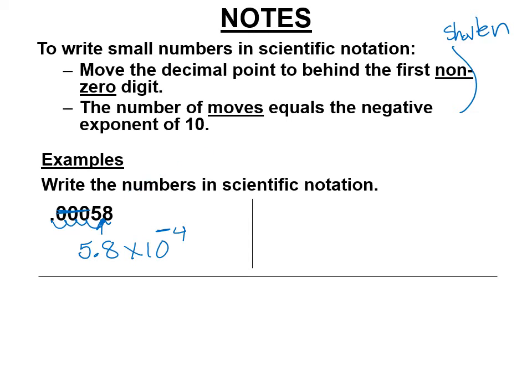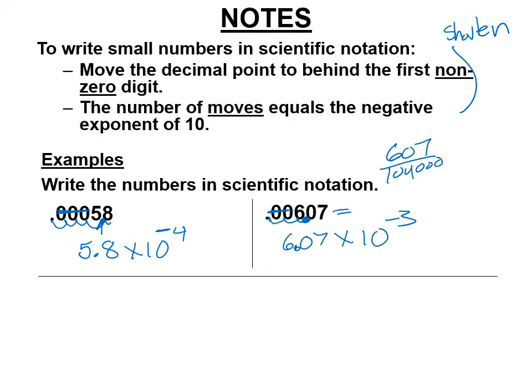Okay. Let's try another one. Decimal behind the 6, get rid of those zeros. Then we have a trapped 0. The 6.07, that 0 has to stay. Can't get rid of it. Times 10, and we moved it 1, 2, 3. Times 10 to the -3rd. That's how you write that number, which is 607 100,000ths in scientific notation.